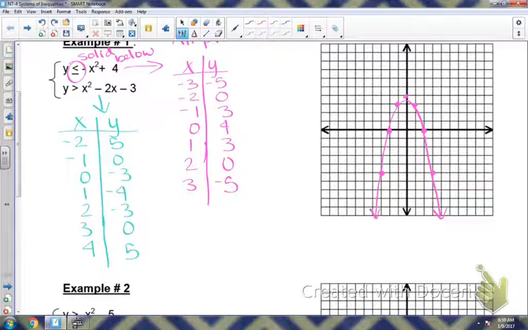Now, just like before when we were looking at linear systems, we waited to shade until the end to see where they were both shaded. So I'm just going to draw some arrows here so I know that it would be below the parabola. How you can tell is go to any point on the parabola and go below it, and then that's where you need to shade.